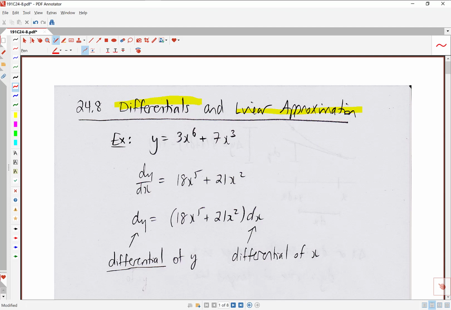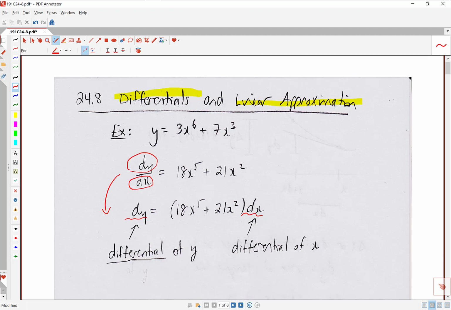So the new idea here is that these symbols, dy and dx, have some meaning on their own. They're called differentials. So dy is the differential of y, dx is the differential of x, and we can figure out dy just by multiplying our previous step here by dx.